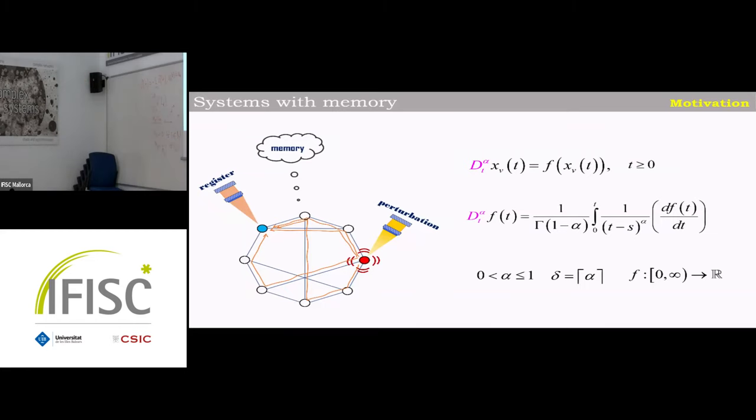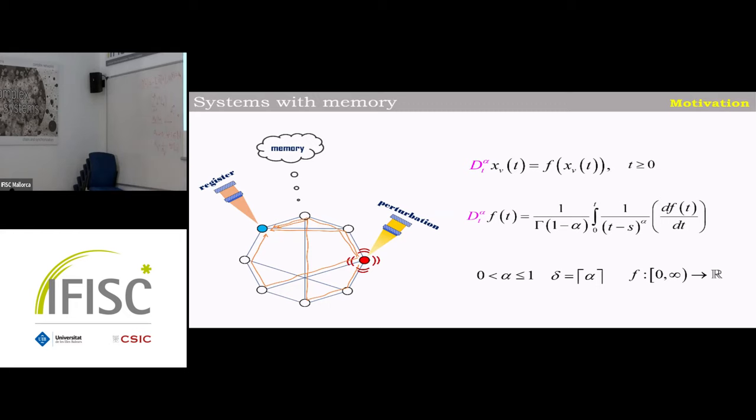In particular, I will take this fractional derivative in this way, and I have written this in a very simple way. This is called the Caputo fractional derivative. There are many, the Riemann-Liouville and several others. So this is just one: the inverse of the gamma function of one minus alpha. Alpha is the parameter that you will immediately identify with memory.